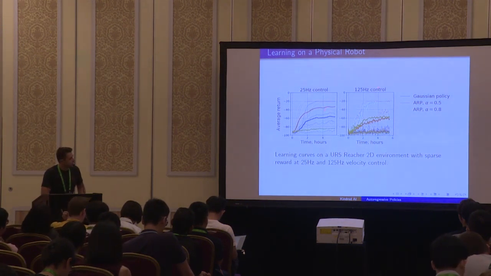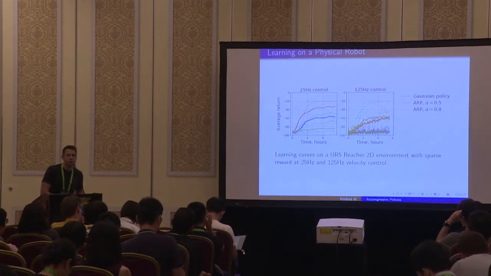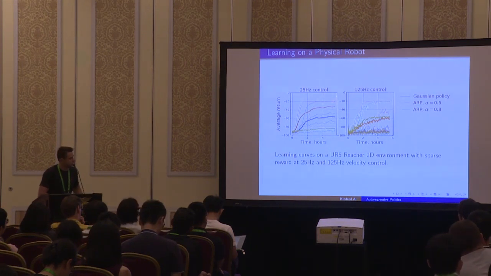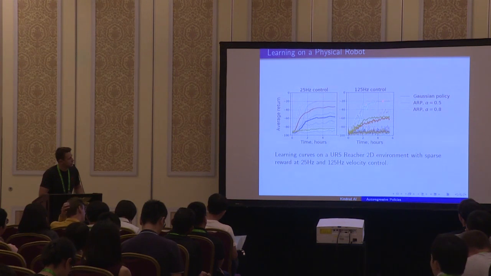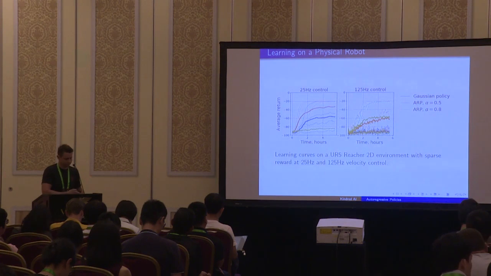At 125 Hz control rate, Gaussian policy was not able to make any learning progress. Basically, it gave a flat line. It wasn't able to discover the reward. On the other hand, autoregressive policies were able to find effective behavior for a subset of random seeds. And the policies with larger value of alpha parameter performed better in this case.